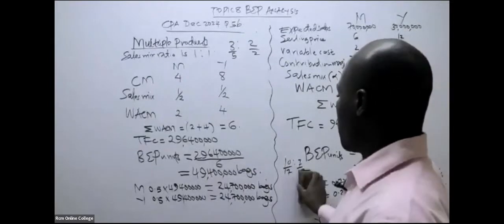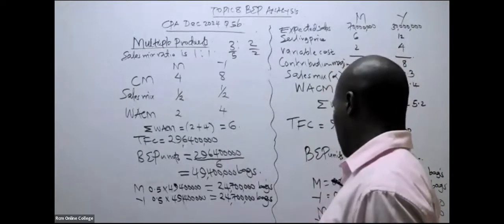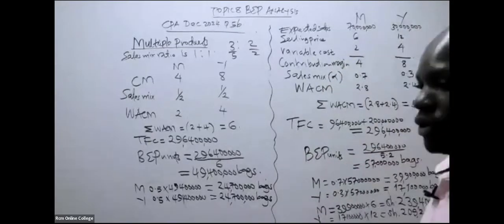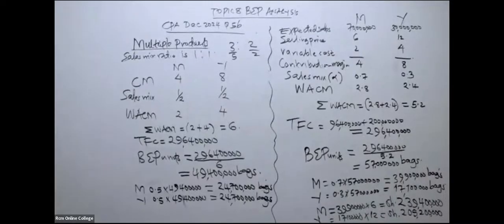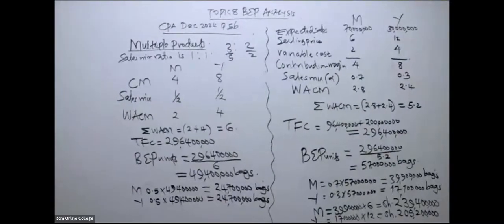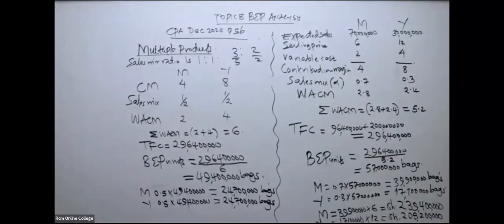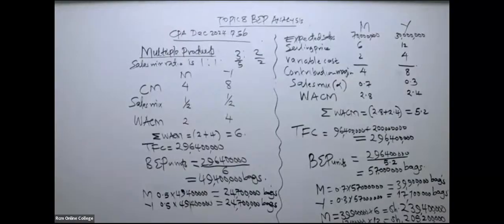So please give me the break-even point in shillings for product M. What is the break-even point in shillings for product M?